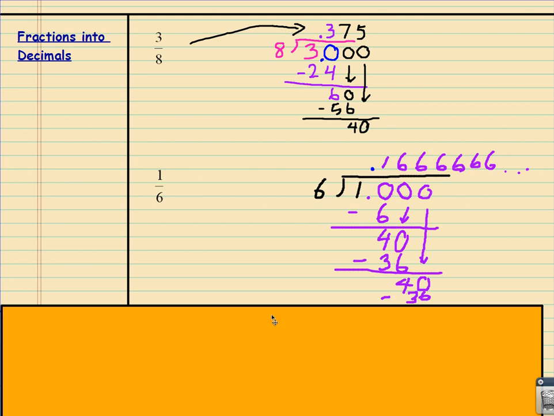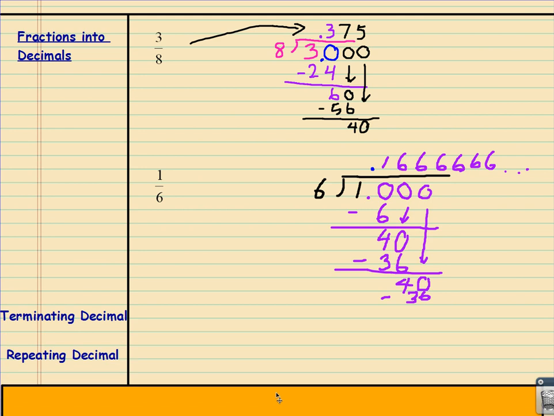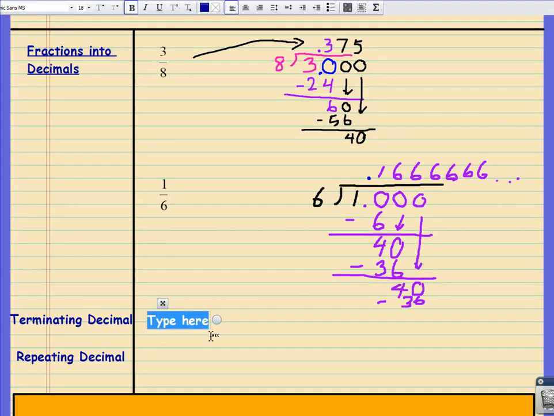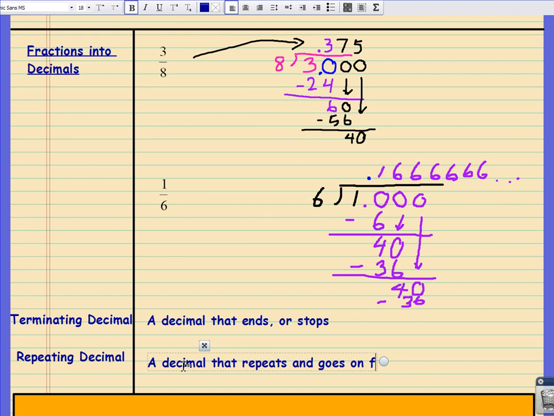There's a special name for this kind of decimal. We're going to look at these two names: terminating decimal and repeating decimal. Now, terminating decimal. Think of the Terminator. Terminator is the robot, the cyborg, that ends lives. So a terminating decimal is a decimal that ends. So I'm going to type that very quickly. Decimal that ends or stops. Now obviously a repeating decimal is a decimal that repeats and moves on forever.